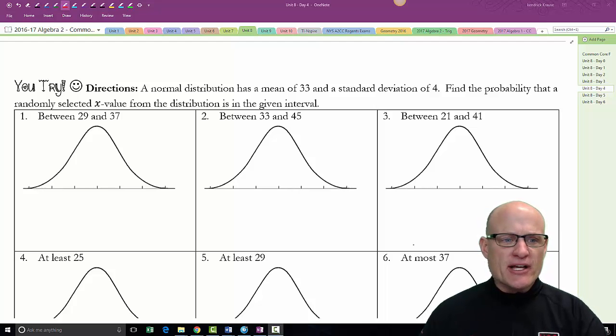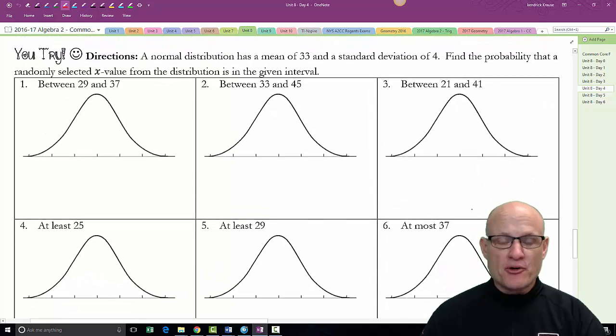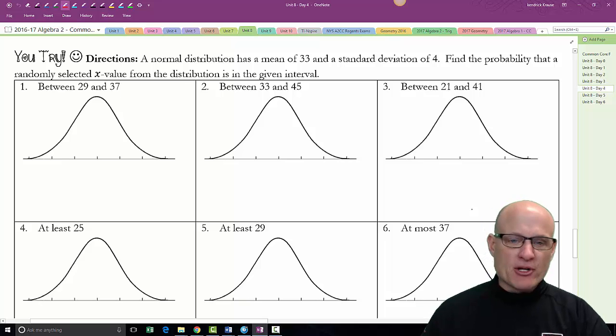Okay, so what we're going to do is this. And this is something I'd like you to try. And then I'm going to show you a calculator feature. Maybe I should be showing you, maybe I shouldn't be showing you. But I'm going to show it to you anyway.